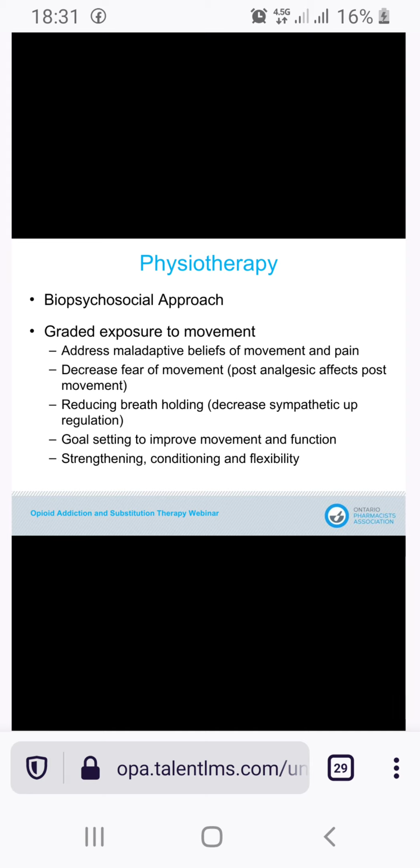to help the patient understand how to breathe. You think that is a very intuitive thing, but when we are in a pain flare, oftentimes we have very shallow breathing, right? So we're not breathing properly to help with a lot of the oxygenation of our muscles. So by proper breathing, we decrease that sympathetic upregulation and the stress hormone and cortisol production. Goal setting to improve movement and function, strengthening, conditioning, and flexibility, to name a few.